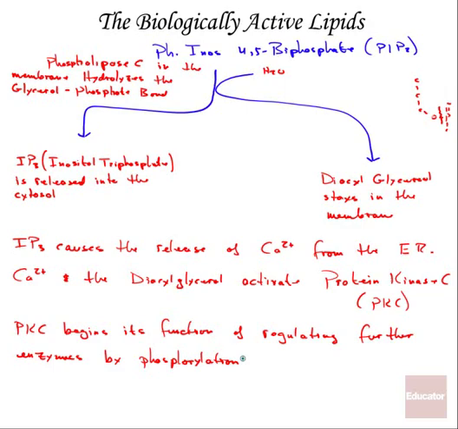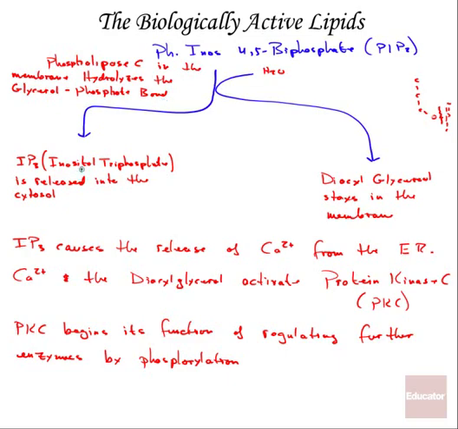So you have this phosphatidyl inositol, and an extracellular stimulus ends up causing it to be phosphorylated. And so what you end up with is phosphatidyl inositol 4,5-bisphosphate, the PIP2. Phospholipase C in the membrane hydrolyzes the glycerol phosphate bond. It breaks it up into two separate things.